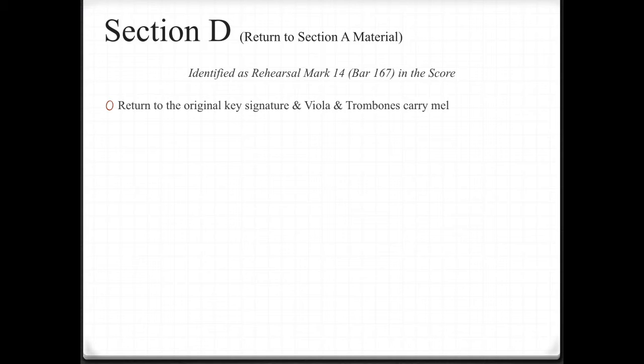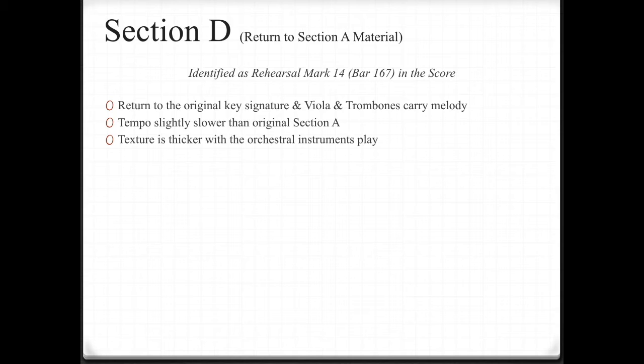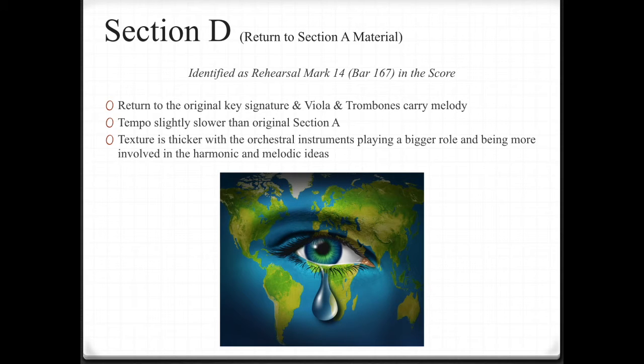Section D, a return to section A material. This is identified as rehearsal mark 14, or bar 167 in the score. There's a return to the original key signature, and the viola and trombones carry the melody. The tempo is slightly slower than the original section A, which is a slight variation. But the texture is thicker, with the orchestral instruments playing a bigger role and being more involved in the harmonic and melodic ideas.